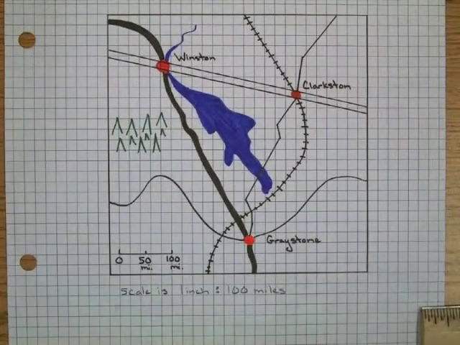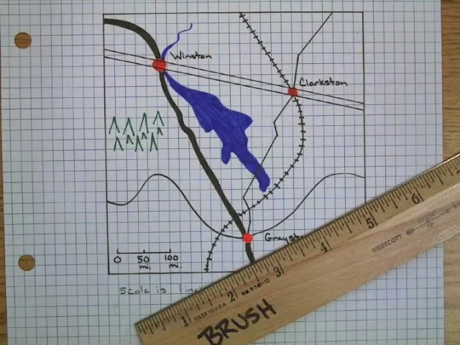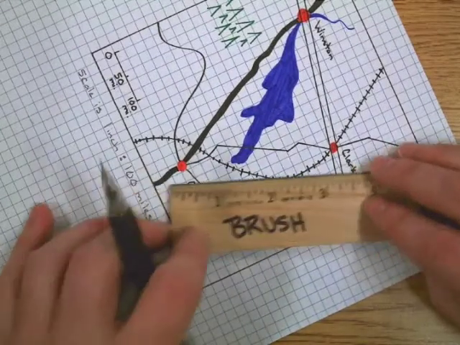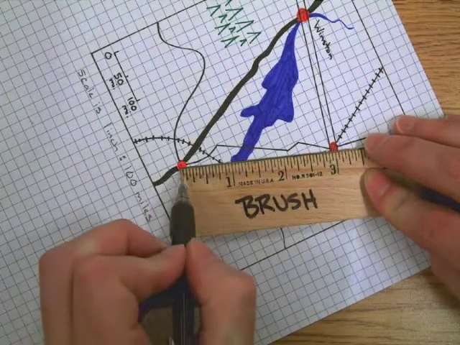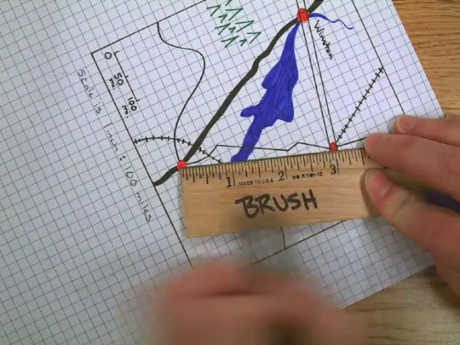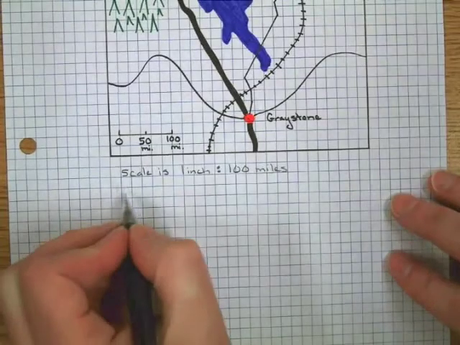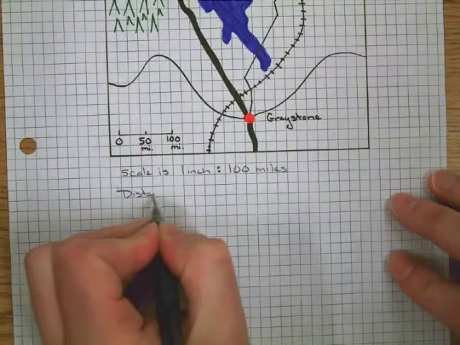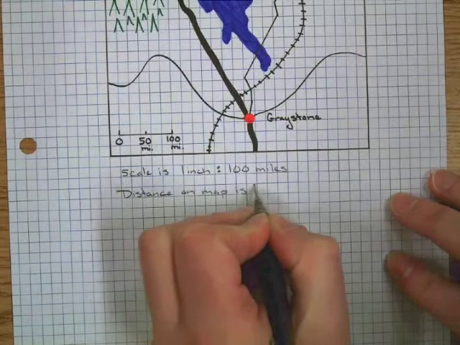So let's say I want to find the distance between Greystone and Clarkston. Well, I need a ruler, and I'm measuring in inches, so I want to make sure that I'm using the inches side of that ruler. And I'm going to turn my map here so you can see a little more easily. I'm going to measure from right in the middle of the dot in Greystone to right in the middle of the dot in Clarkston, and that distance is 3 inches. So the distance on the map is 3 inches.